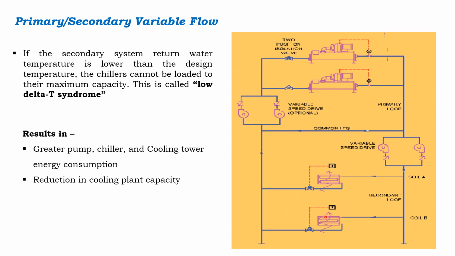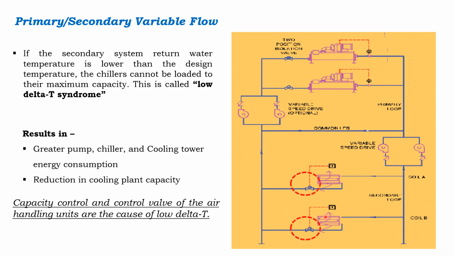It reduces the cooling plant capacity. It happens most of the time. Capacity control and the control valves of the air handling units are the cause of low delta T syndrome in most of the cases. So the selection and design of control valves for any HVAC and R application is really critical to ensure the optimum performance of a central air conditioning system.